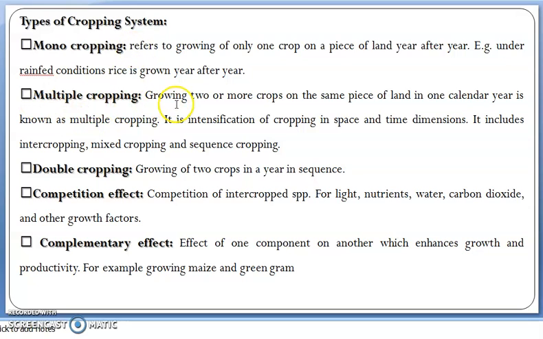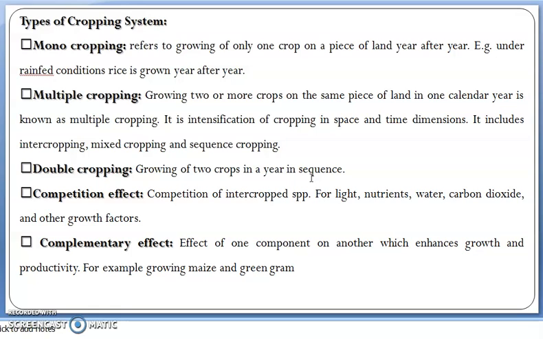Multiple cropping, growing two or more crops on the same piece of land in a calendar year, is known as multiple cropping. It is the intensification of cropping in space and time dimensions. It includes intercropping, mixed cropping, sequential cropping, etc. What is double cropping? Double means two. Growing of two crops in a year in sequence is called double cropping.